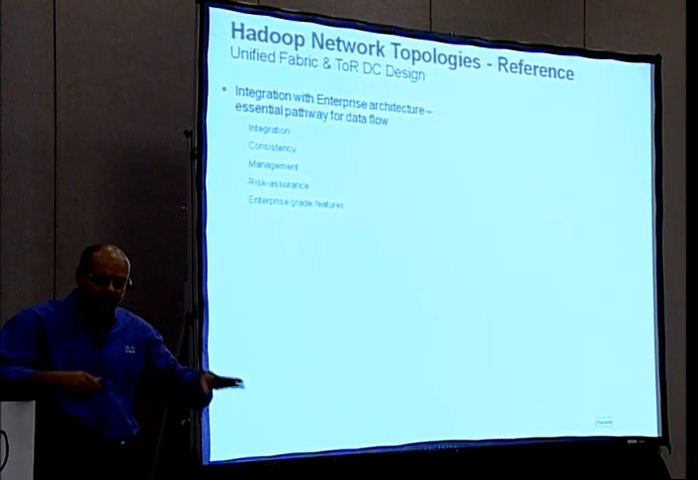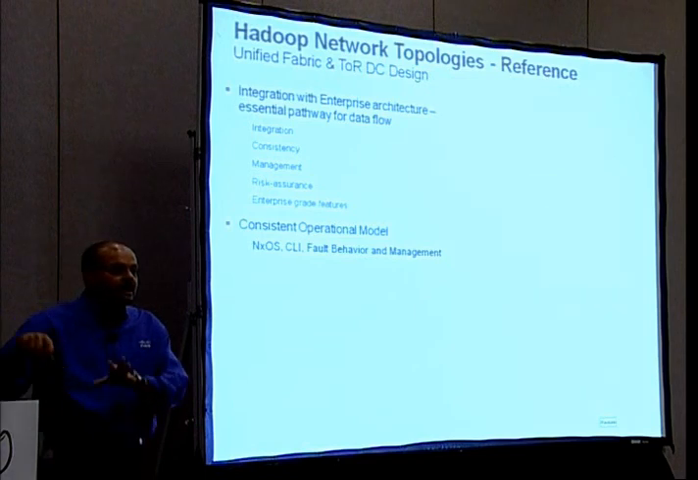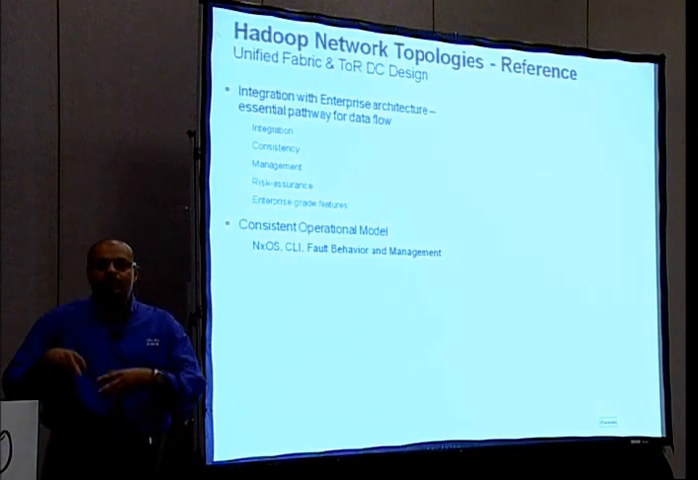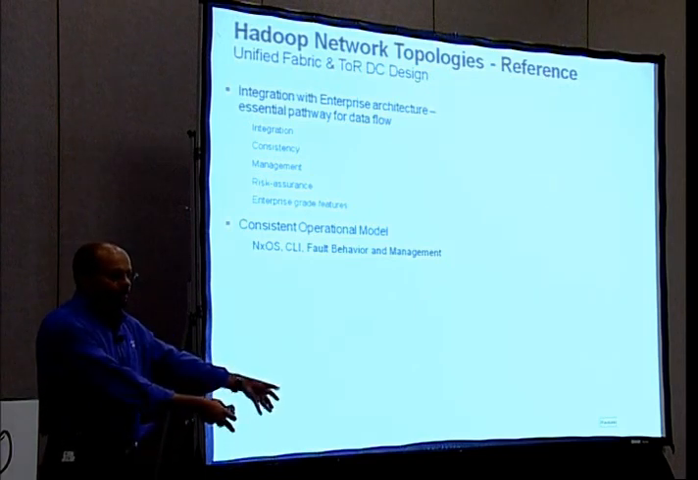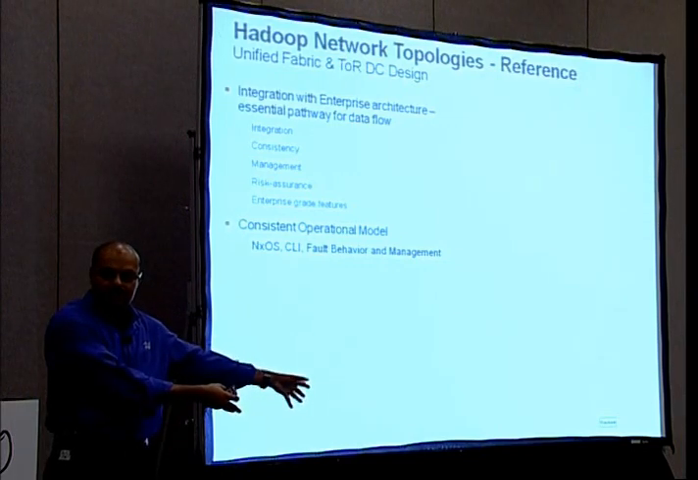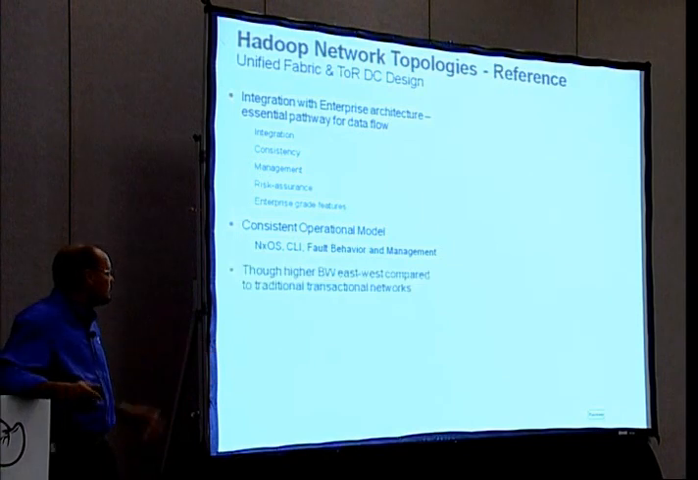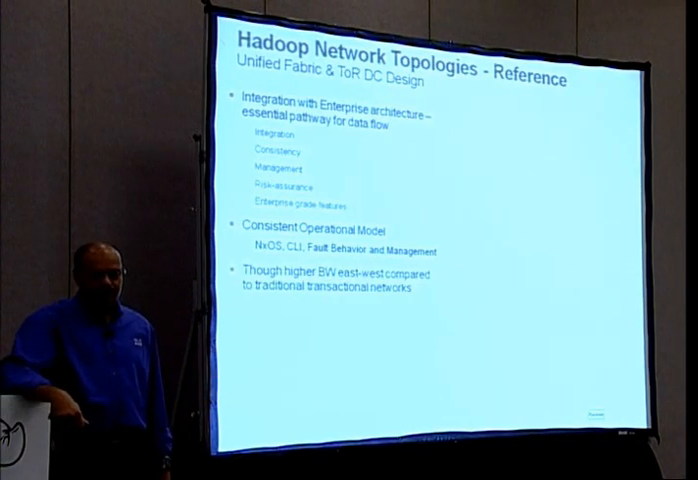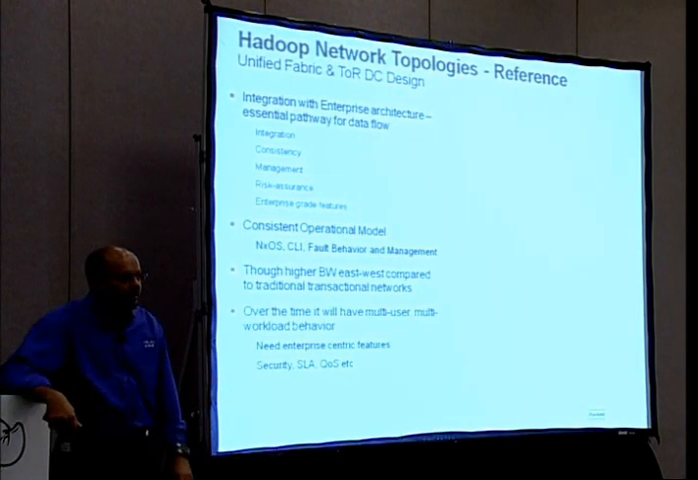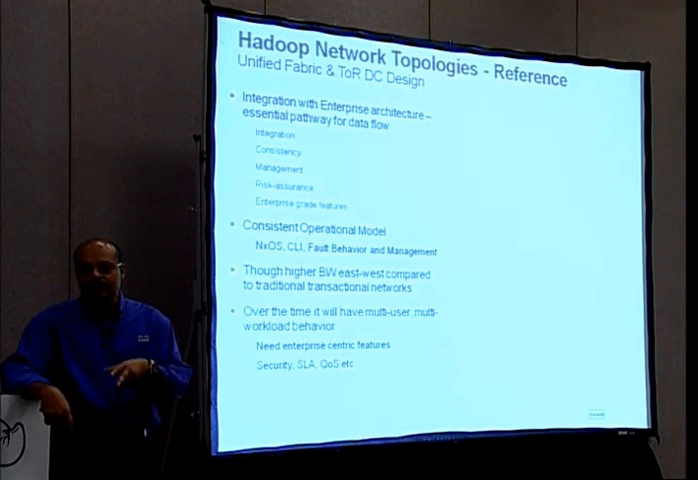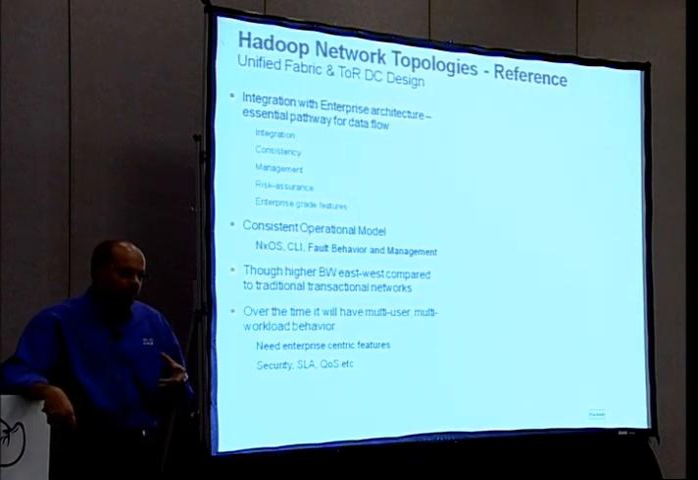What matters is architectural consistency. What matters is risk assurance, feature consistency, operational consistency. You don't want a Hadoop network to look totally different from your virtualized workload or Oracle workload, right? That matters because operationally it becomes easier to integrate in the Hadoop network.